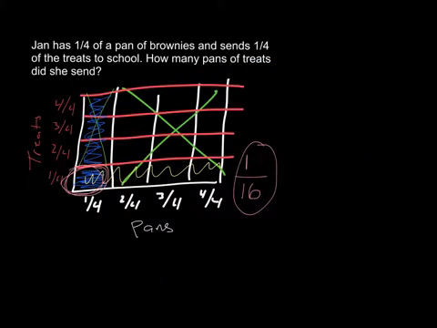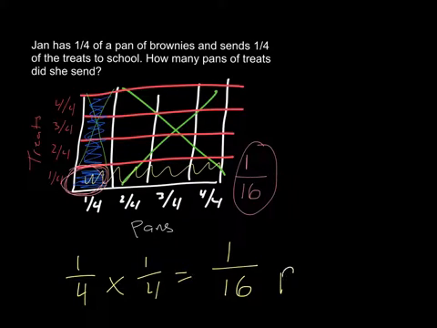If we were to look at this with an algorithm, we would have 1/4 times 1/4. And remember, when we multiply fractions, we can just go straight across. So for the numerators, 1 times 1 is 1. And for the denominators, 4 times 4 is 16. So you have 1/16 of a pan, or pans, was sent in.